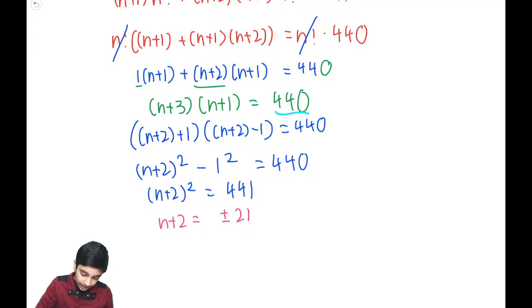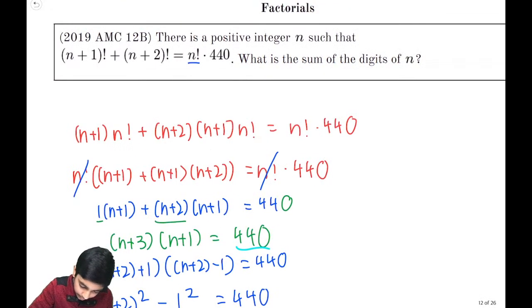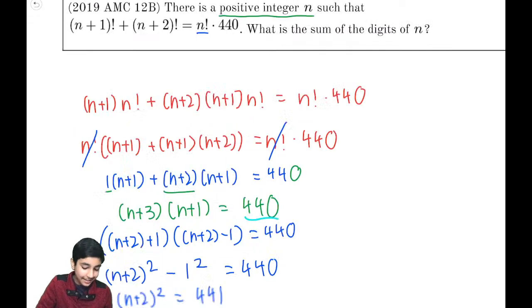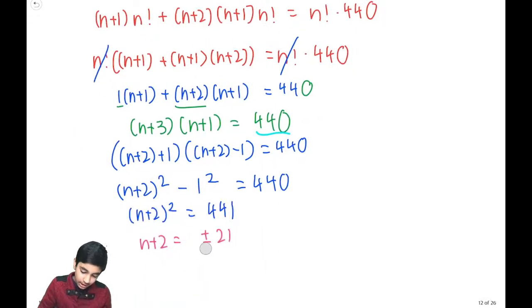So that means either we have n equal to, and of course it cannot be negative because we're given that n is a positive integer, and also factorials cannot be negative. So we can completely eliminate the minus solution. And that means that n is 19. The answer.